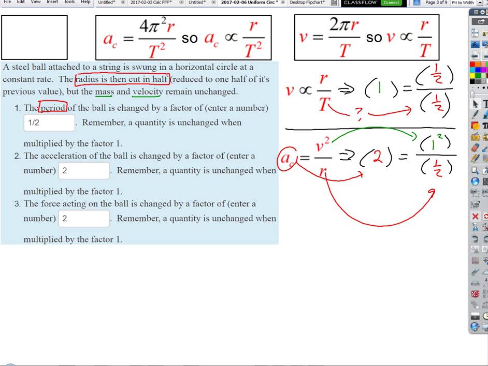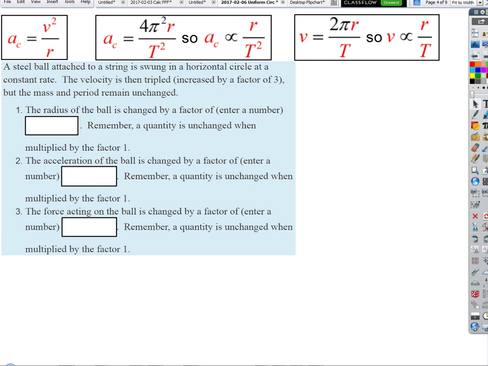Okay? Last one. Let's go through this one pretty quick. So let's see, velocity is tripled. We're going to look at how the radius changes when the period and mass stay the same. So once again, I guess we go back to this guy, don't we?